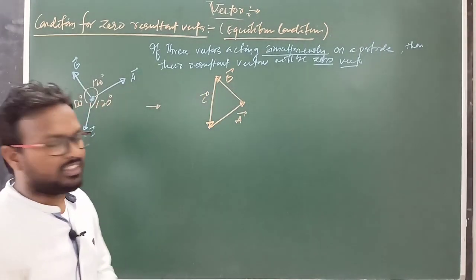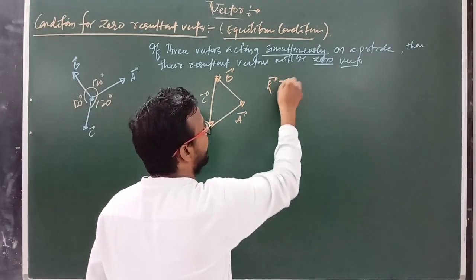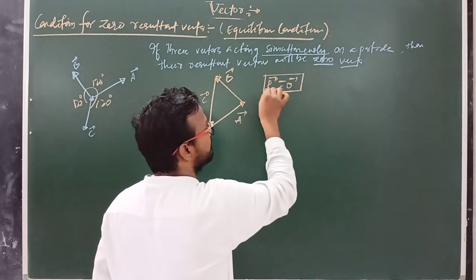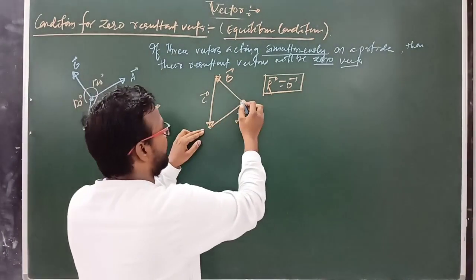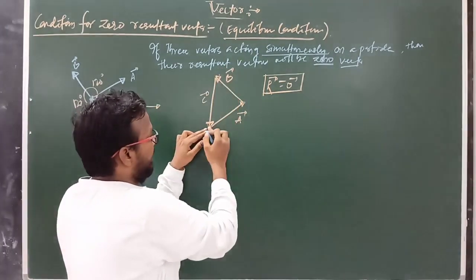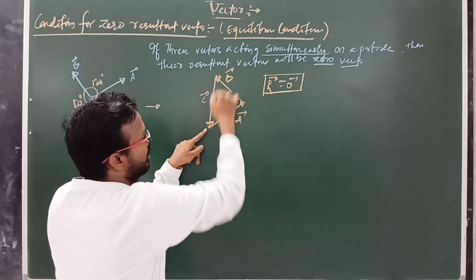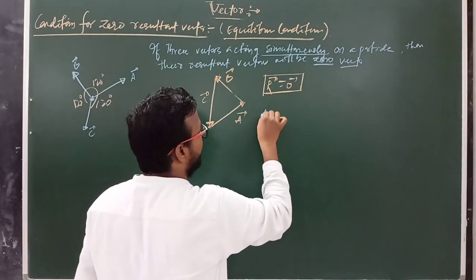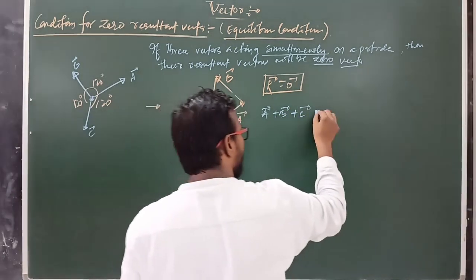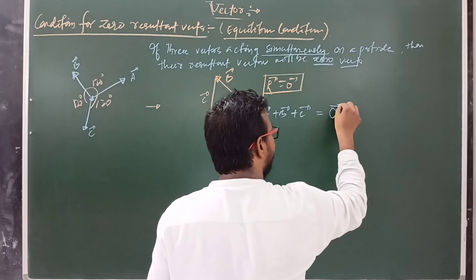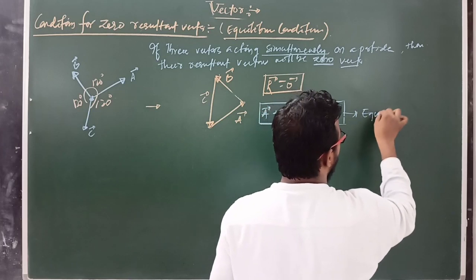So what is the resultant here? This is the initial point and this is also the final point. So in this case the resultant vector is the zero vector. Clear? So resultant vector is zero vector means here vector A plus vector B plus vector C, because these three vectors are in the same order, is equal to zero vector. This condition is known as the equilibrium condition.